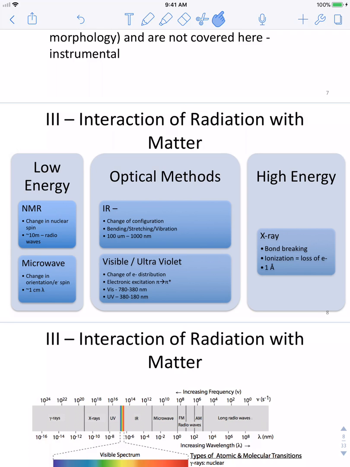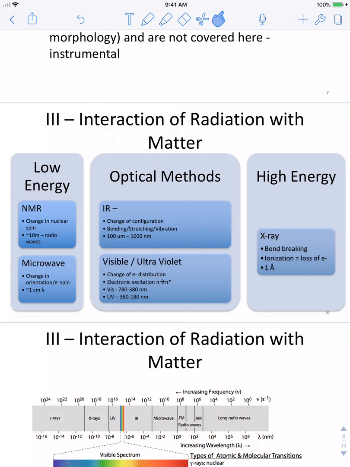Then we have microwave spectroscopy, which is a change in orientation of electrons or spin. And here, slightly smaller wavelengths, higher energy than NMR, but still low energy, about 1 centimeter wavelengths. Then we move over to the optical methods that we typically talk about in this class, which are infrared spectroscopy and UV visible, so ultraviolet visible techniques. In IR, we're looking at changes of configuration, bending, stretching, vibrational energies, and these are typically 100 microns to 1,000 nanometers in range.